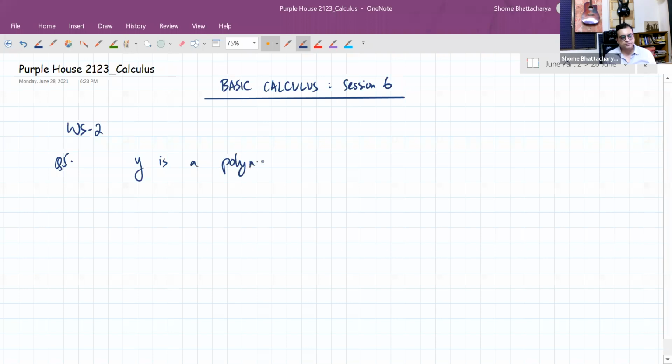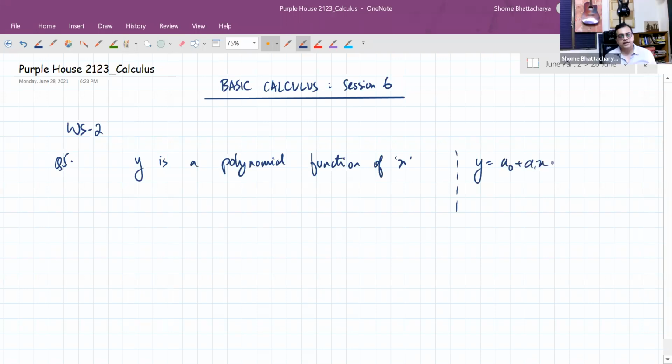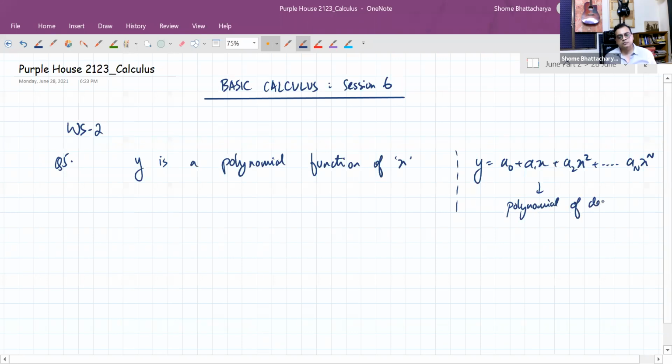Yes, so it was given that y is a polynomial function of x, such that... so in general, what is a polynomial function? A polynomial function is one which is written as a power series, like some constant term plus another constant into x plus another constant into x square plus this kind of series going up to nth power of x. So this is called a polynomial of degree n. For example, if the value of n is 3, then we call it a cubic function, which is a subset of polynomial functions. If the degree is 2, we call it a quadratic function, and so on and so forth.